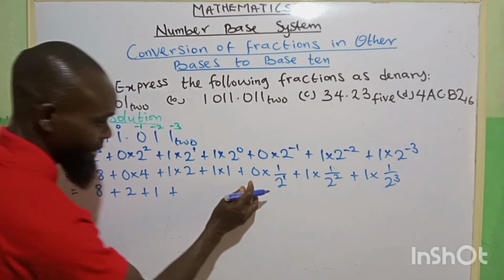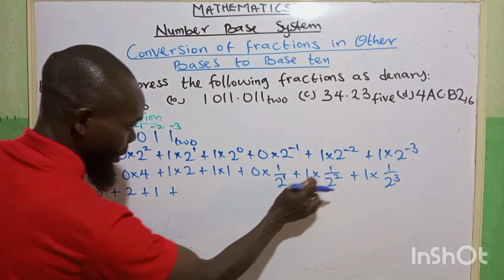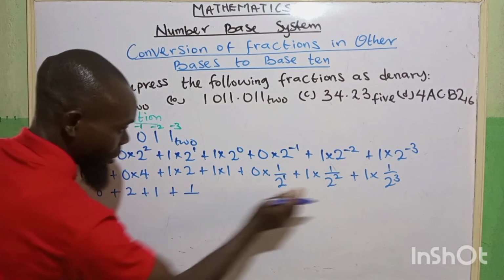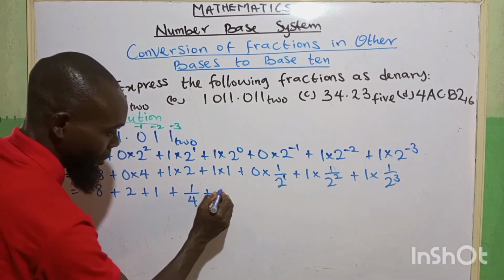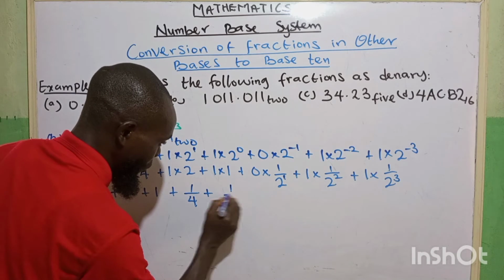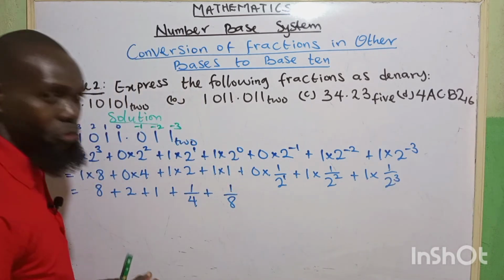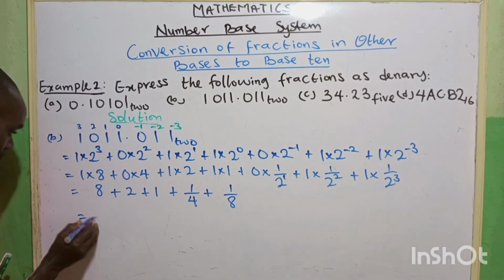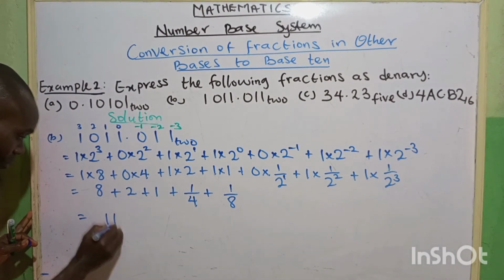Then plus this gives 0. 0 multiplied by everything gives 0. While this gives 1 times 1 over 2 raised to power 2, that is 2 times 2, that is 4, plus 1 times 1 over 2 raised to power 3, that is 8. That is 2 times 2, 4, 4 times 2 is 8. So here we have 8 plus 2, 10, plus 1, 11.